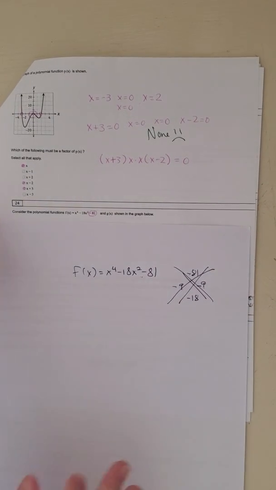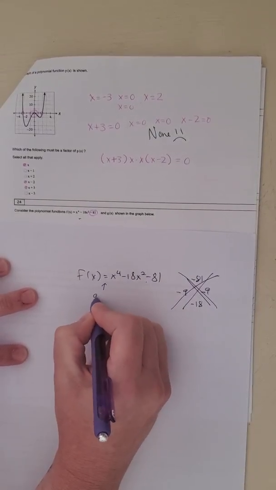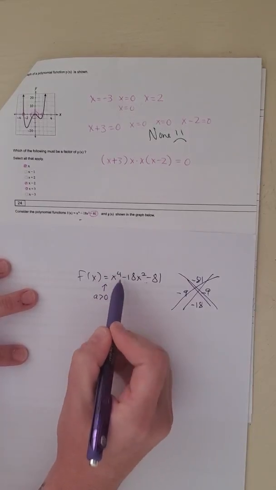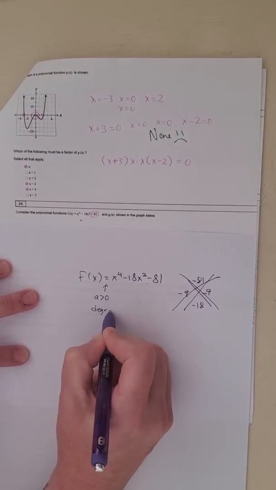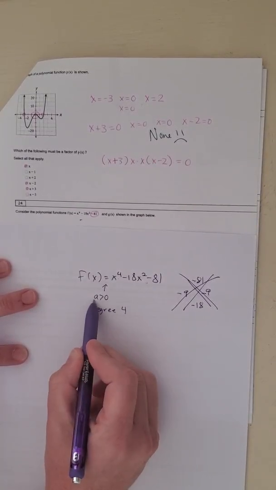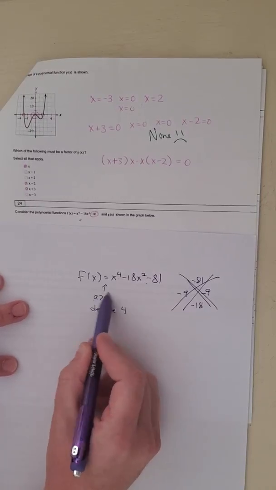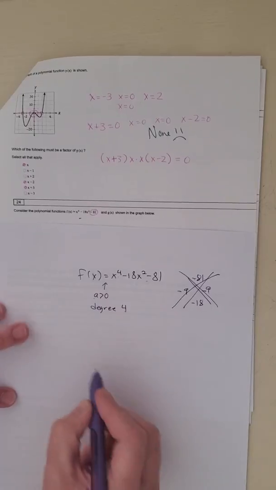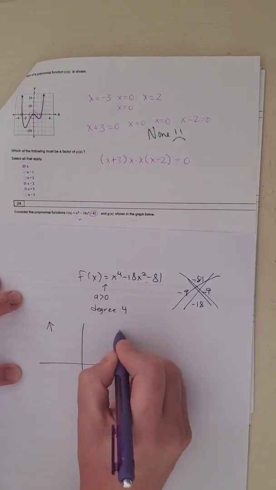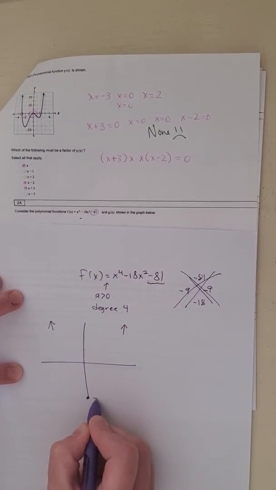All right, so I just have to use what I know about this graph. I know that it will have upward end behavior on both sides because the degree is even, right? The degree is 4, so the end behavior will match, and it will have an up end behavior because a, the value of the leading coefficient, is positive. So the graph will be doing something like this. I also know that this graph crosses the y-axis at negative 81.